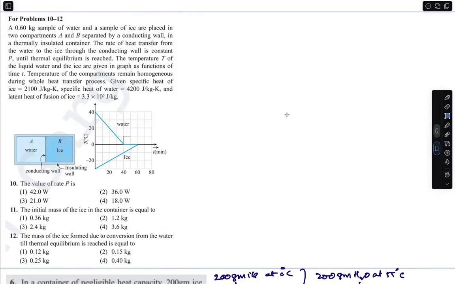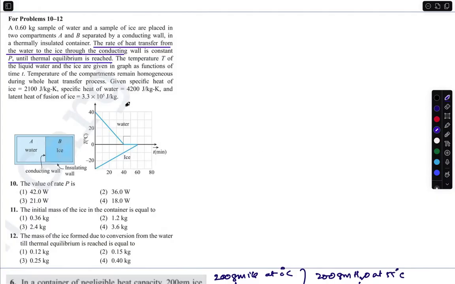The rate of heat transfer from the water to ice through the conducting wall is a constant. Note this point. The rate of heat transfer from water to ice through the conducting wall is constant until thermal equilibrium is reached. Good. There's one important data, followed by another data here. The temperature T of the liquid water and ice are given in the graph.